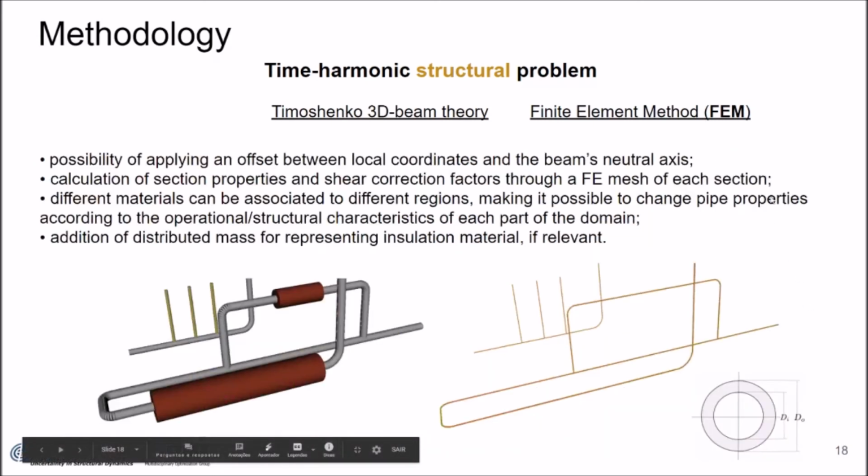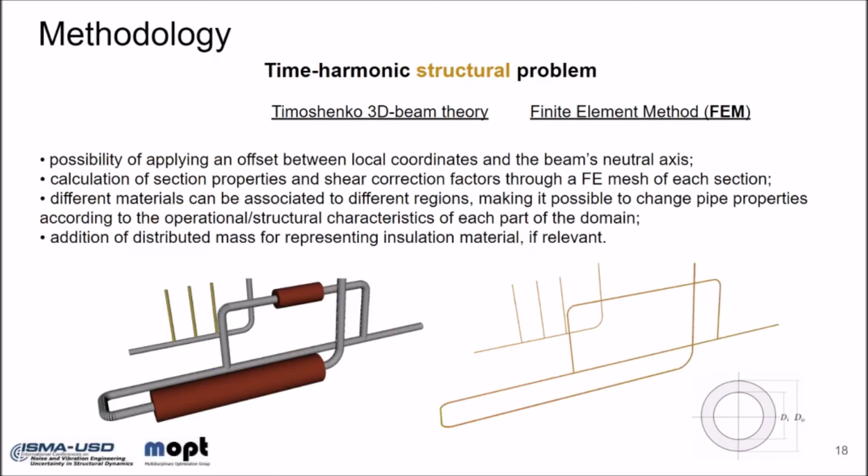In our implementation, we also consider the possibility of applying an offset between local coordinates and the beam's neutral axis, and the calculation of sections and shear correction factors through a finite element mesh of each section. Different materials can be associated to different regions, making it possible to change pipe properties according to operational characteristics of each part of the domain, and addition of distributed mass for representing insulation material, if relevant.